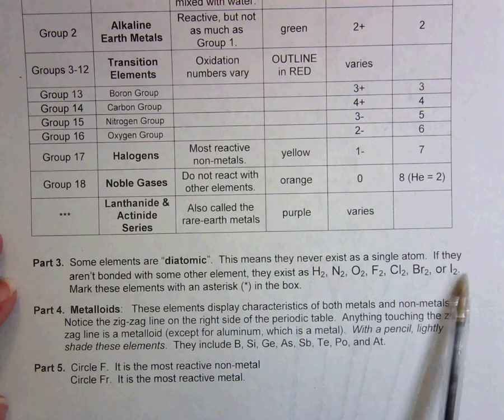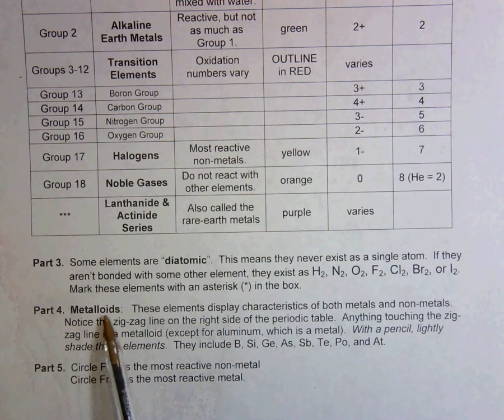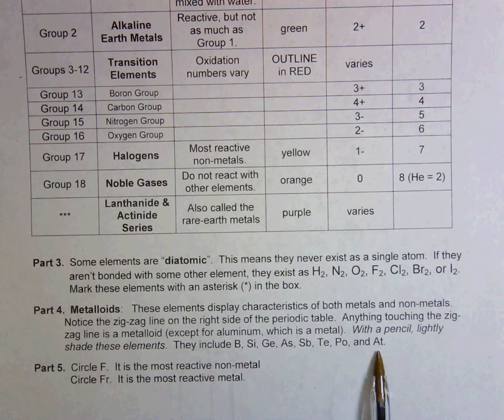So for all of these, you're going to put an asterisk in the box. So it's like a little star. You will also shade in the metalloids, and it tells you what they are right here. And then you are going to circle these two elements because they are the most reactive, non-metal and metal.